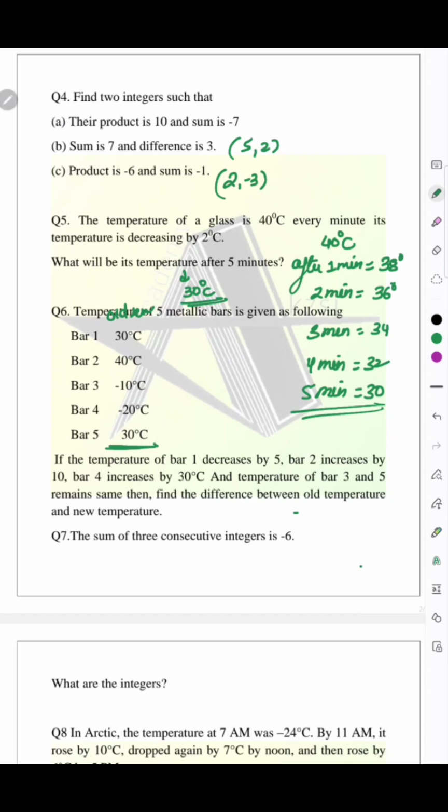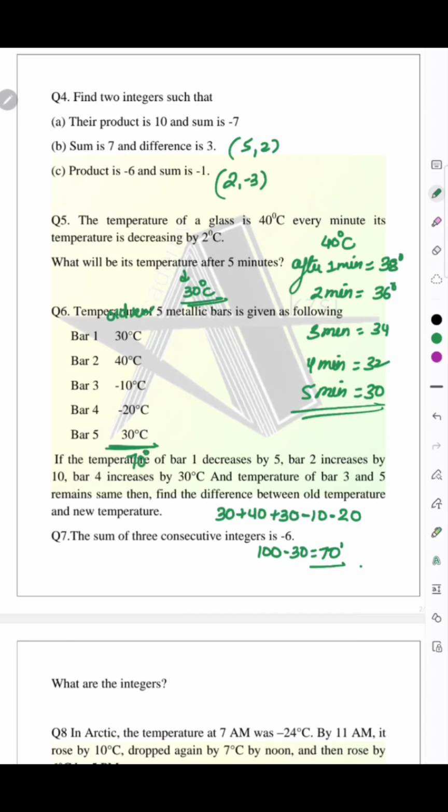And if I add these temperatures, I'll just write them up, all the positive, 30 plus 40 plus 30, and the negative numbers, -10 and -20. So from here I'll add, and that will give me 100 minus 30, that is 70. So their sum is 70 degrees.